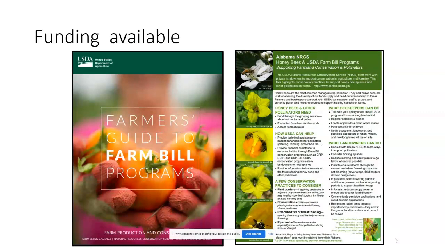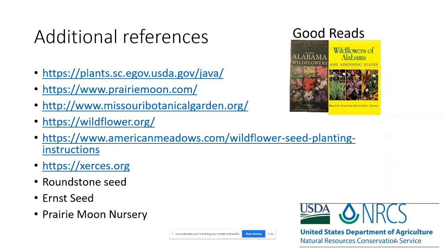They're really excellent. Here's some additional references that you can check out. All of these are some of the resources that I've used in the past. So I include the USDA Plant Atlas, Prairie Moon, Missouri Botanical Garden, wildflower.org is great, American Meadows, xerces.org. Some places to buy seed that are, in my opinion, fantastic: Roundstone Seed, Ernst Seed, Prairie Moon Nursery.